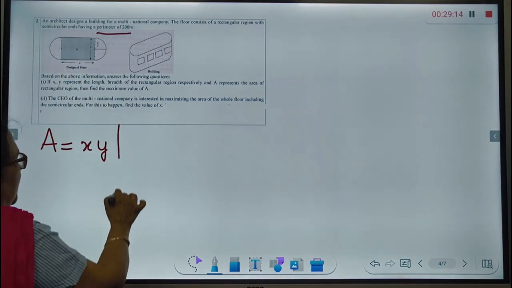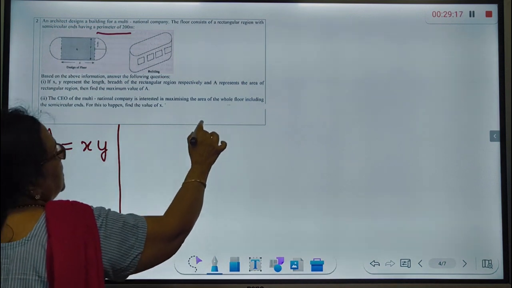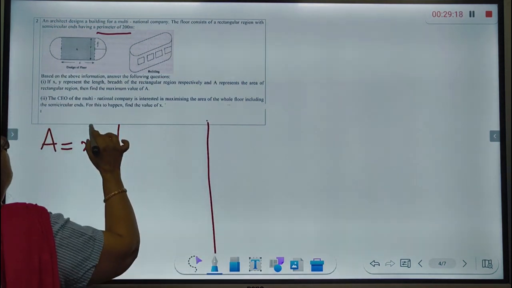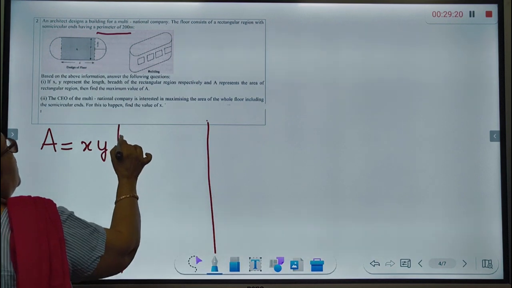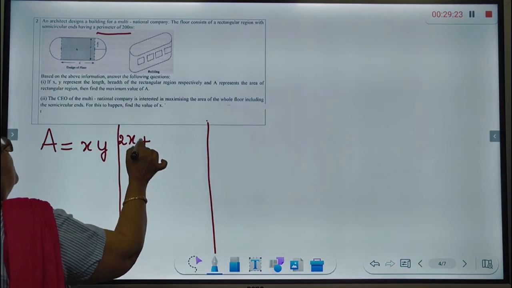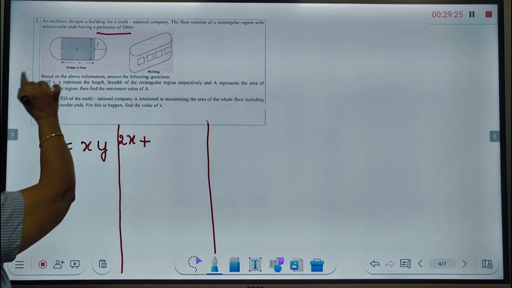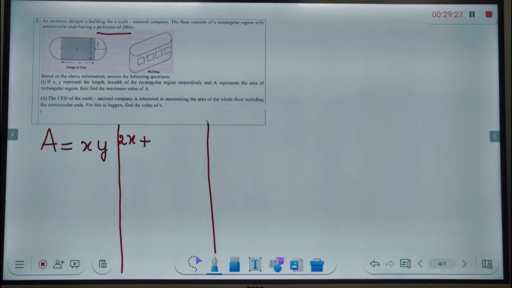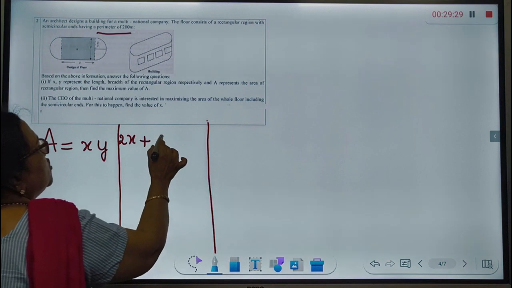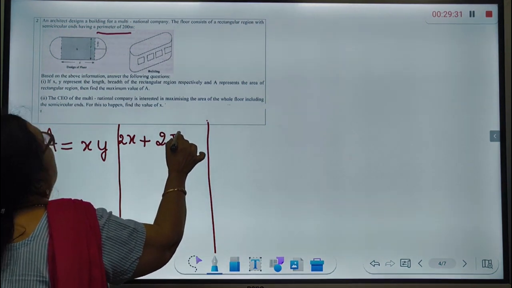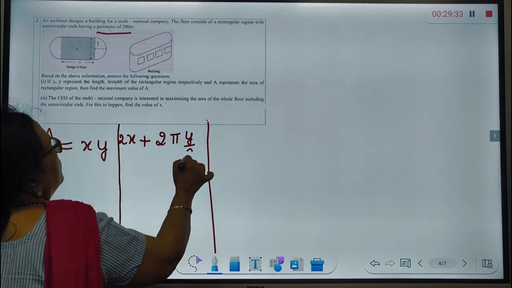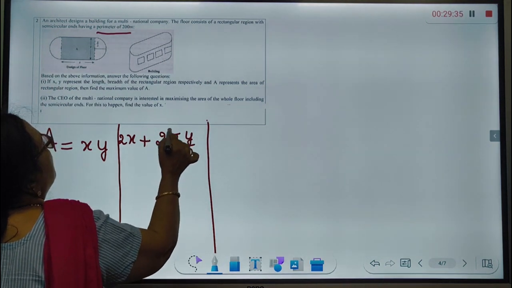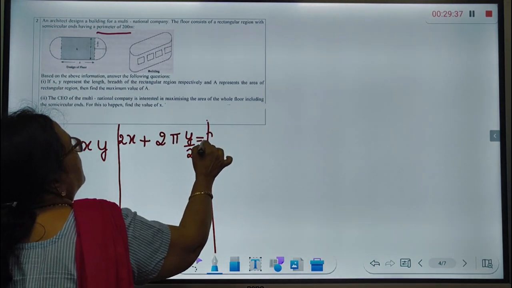We know that perimeter is 200 meters. What is perimeter? x plus x is 2x, plus the 2 semicircles add to one circle, which is 2 pi r. R is what? y by 2. Now this is equal to 200.